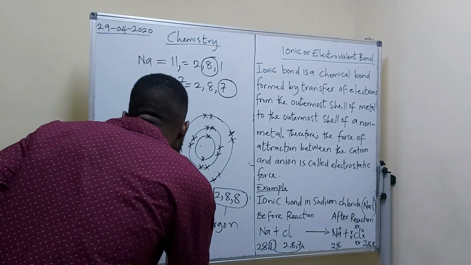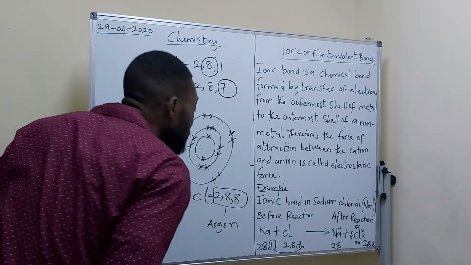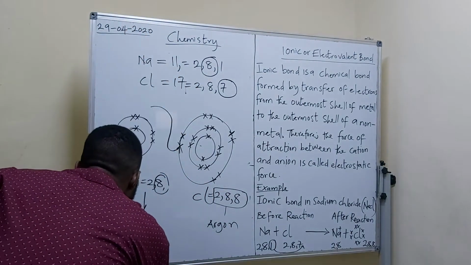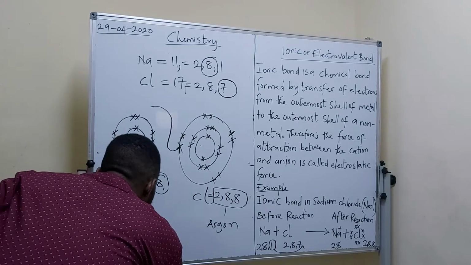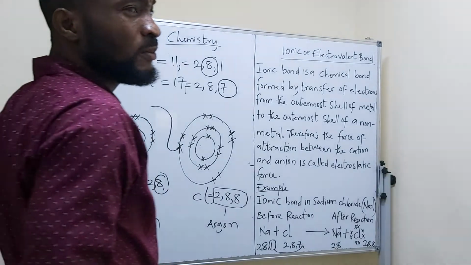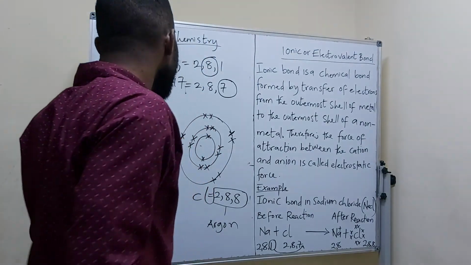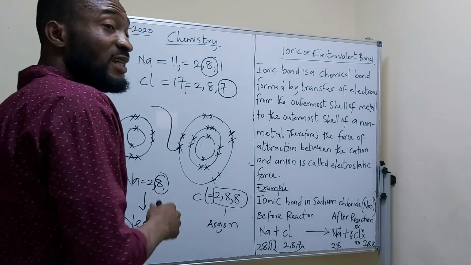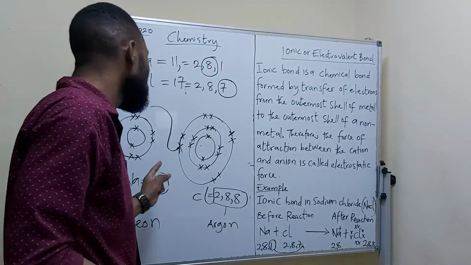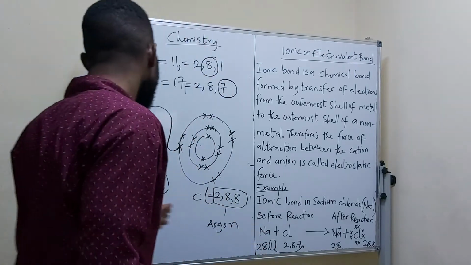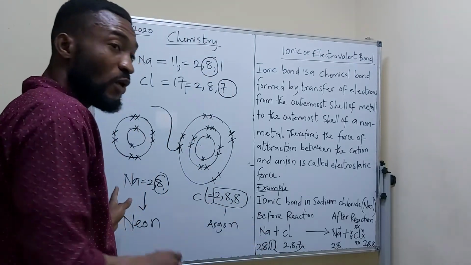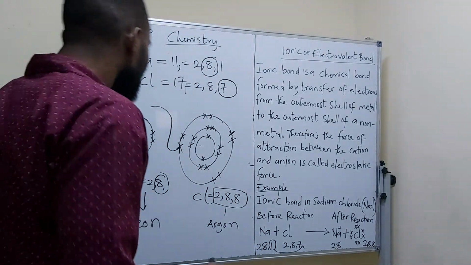And if you see sodium here, it now lost 1 electron to become like neon. It is not neon really. It is sodium, but due to the fact that it lost 1 electron to chlorine, it makes it look like neon. It is not neon, but it will look like neon.